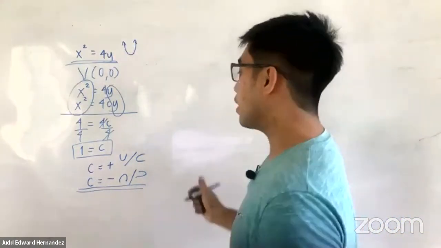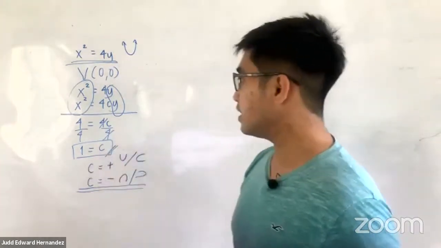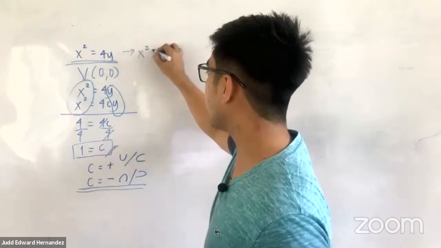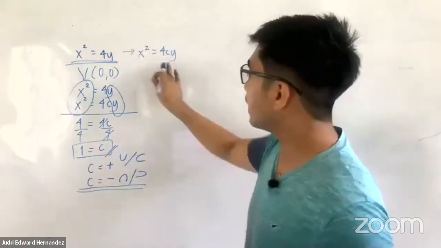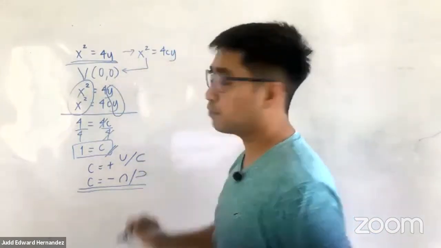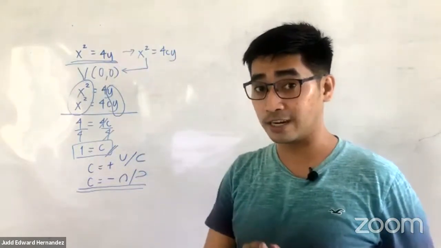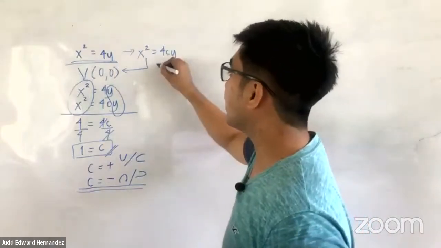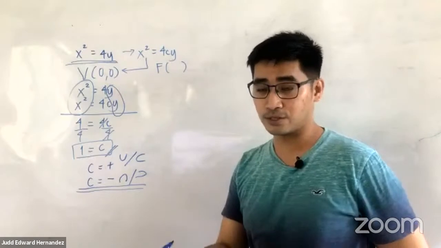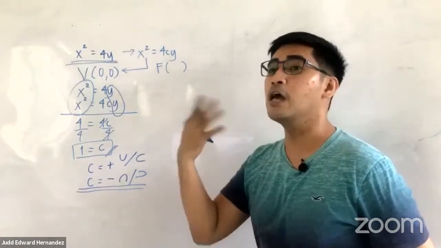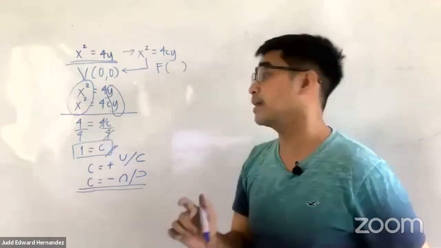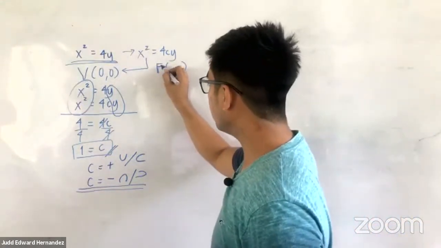Okay, so we now have the value of C. And since we have here x squared is equal to 4y, it goes with the equation x squared is equal to 4cy. And if we have here the equation x squared is equal to 4cy, we could say that the vertex is located at the origin or 0, 0. Therefore, we could finally locate the foci or the focus. Okay, so nalito na ako sa pag parabola, focus. Pag ellipse, foci.